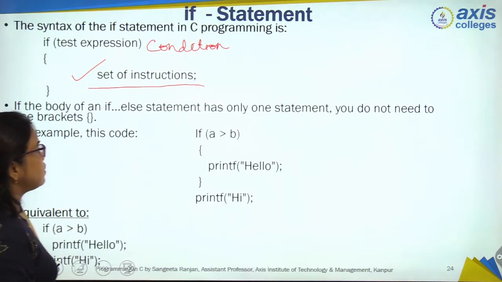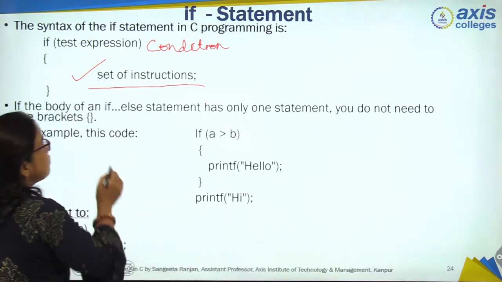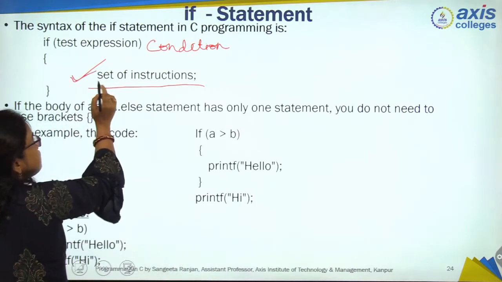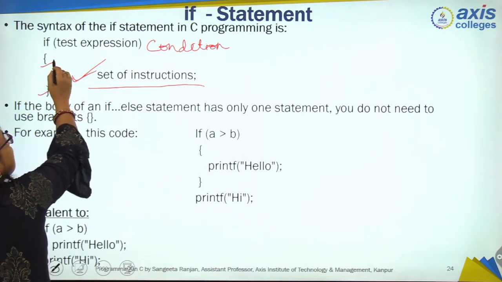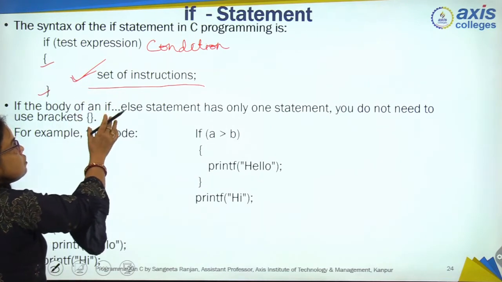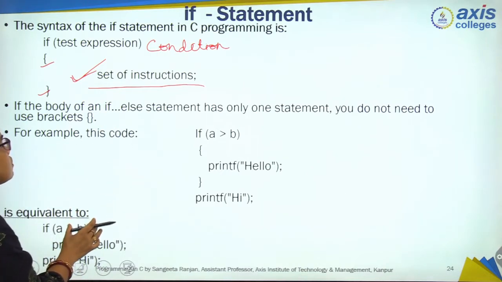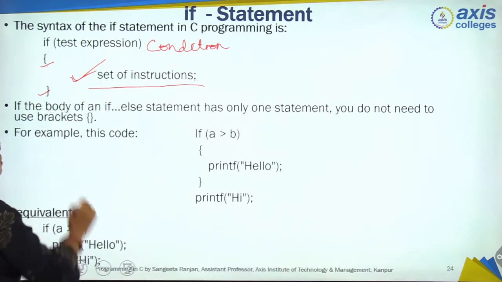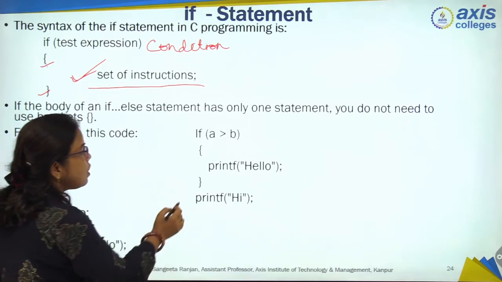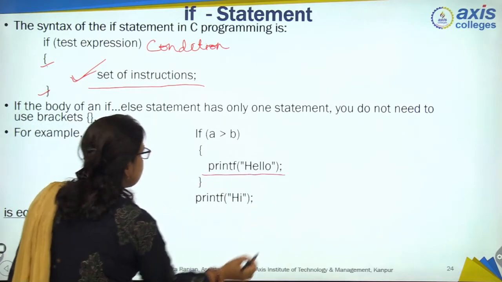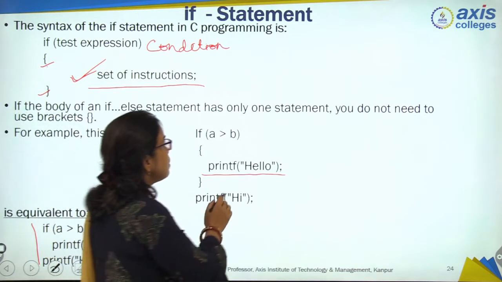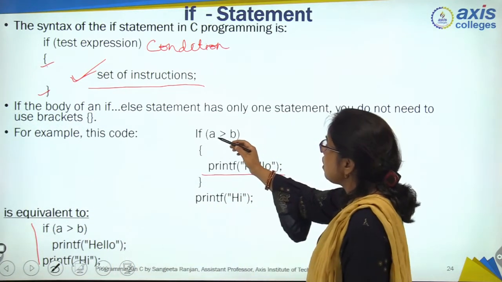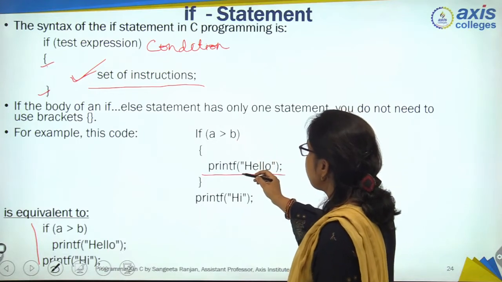For example, we can understand it. If we want to take here only one statement, only one line statement, then there is no use of curly bracket. If we want to put here a set of instructions, multiple line instructions, then curly bracket is necessary. So if we want only one line statement here, then curly bracket is not necessary. Here is written this program again. The meaning of this program is, if A is greater than B, then print hello.